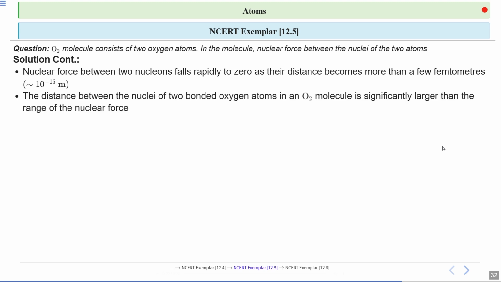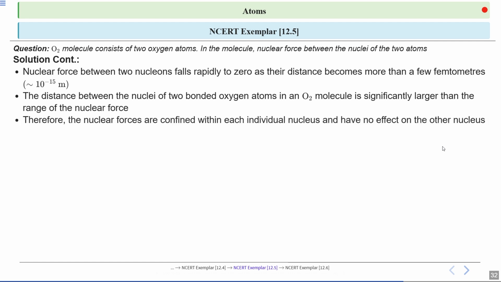So let's compare this to the distance between the nuclei in an O2 molecule. The two oxygen nuclei are bonded together, but the distance between them is much larger than a few femtometers. In fact, it's on the order of 0.1 nanometers, or 10 to the power minus 10 meters, which is about 1 lakh times bigger than the range of nuclear force. Because of this, the nuclear forces only act within each individual nucleus.